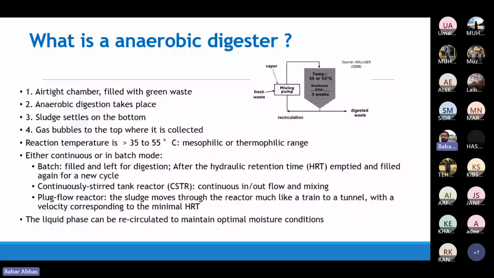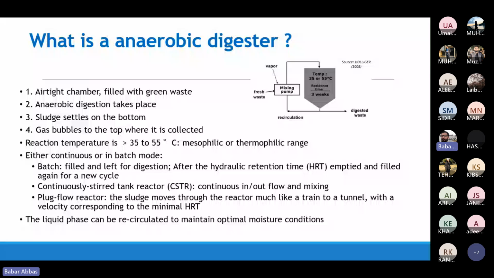Airtight chamber होता है इसका, filled with the green waste. Anaerobic digestion takes place. Sludge settles on the bottom. Gas bubbles up to the top where it is collected. Reaction temperature which is needed inside the reactor is 35 to 55 Celsius. Mesophilic and thermophilic range of the bacteria like in composting is active here. इसमें साइक्रोफिलिक नहीं है because they are having lower range of the temperature.